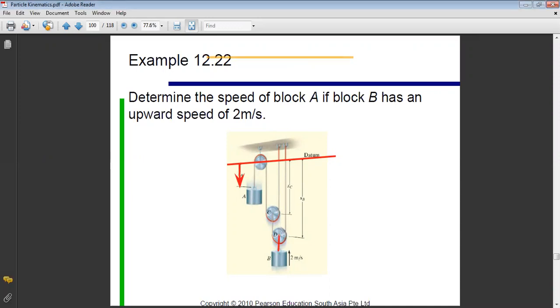So if you want, as we said last time, you can take just a coordinate to the center of this pulley because it will represent the motion of B. So this coordinate, we can call it S of B, since it represents the motion of block B.